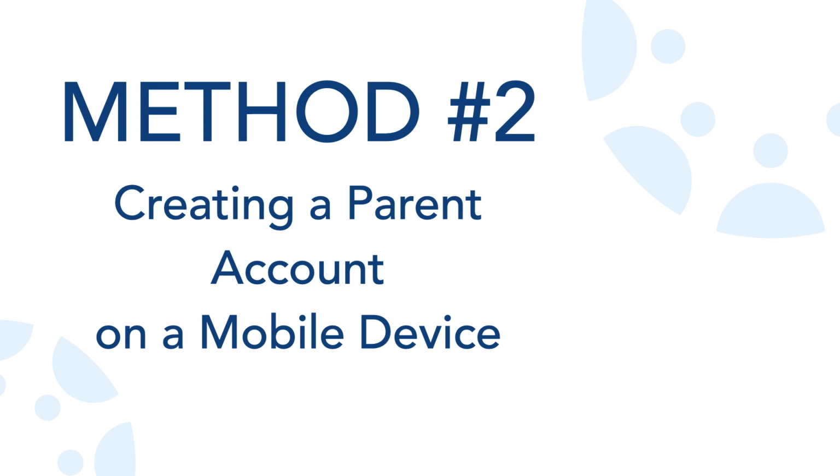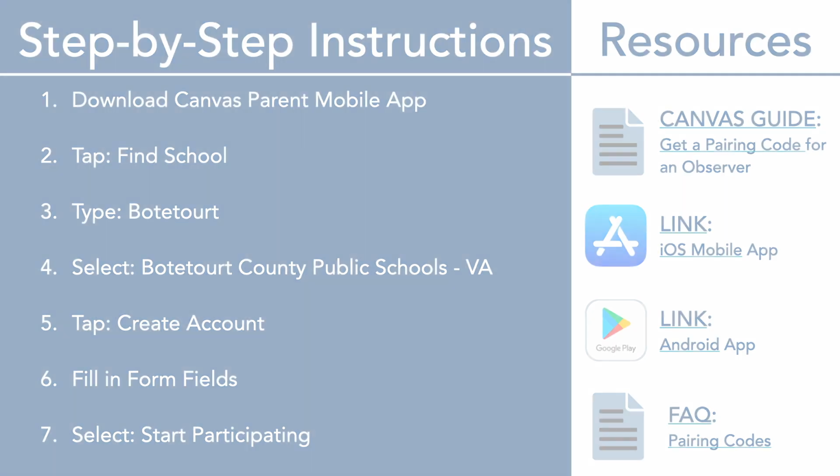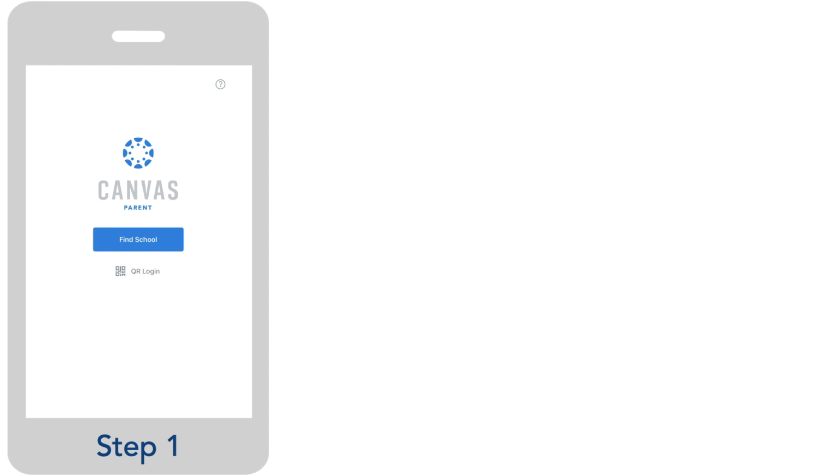Another method for creating a parent or observer account is by using the Canvas Parent mobile app. If you haven't done so already, pause this video and take a moment to download the app to your device. Again, here are the step-by-step instructions for this process with hyperlinked resources on the right-hand side. Once you've downloaded it to your device, open the Canvas Parent app, the one with the blue icon.